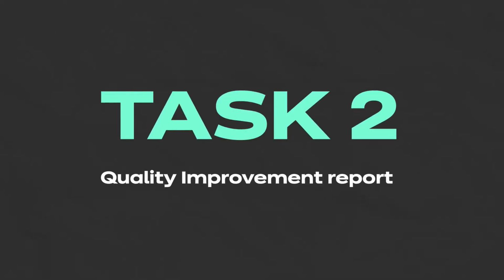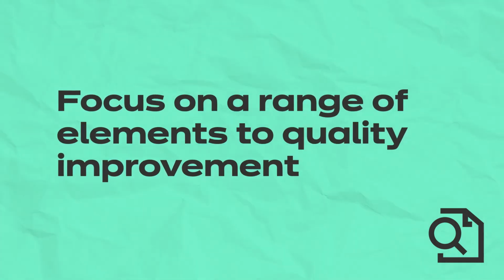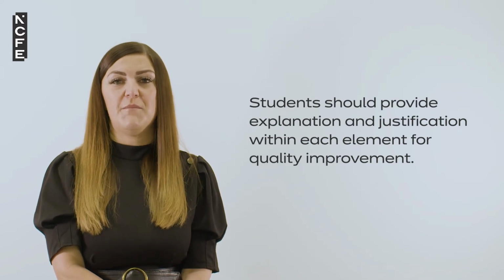For task 2, the quality improvement report. In this task, students are required to create a quality improvement report outlining actions in relation to the brief. The core skills covered in this task are communication, problem solving and reporting, and presentation. To maximise success in this type of assessment, students should focus on a range of elements to quality improvement. Students should use the proformas to structure their quality improvement report, and they should provide explanations and justifications within each element for quality improvement that avoids the use of descriptive or superficial responses.